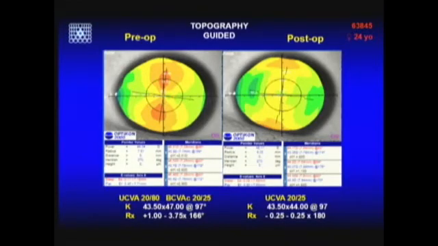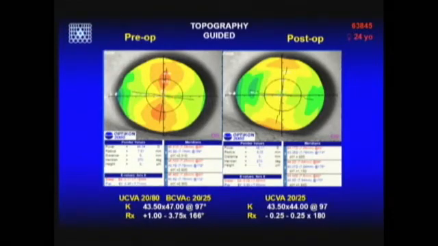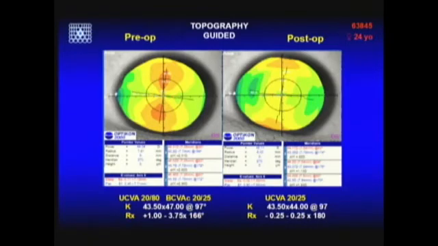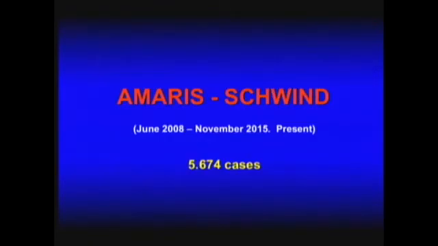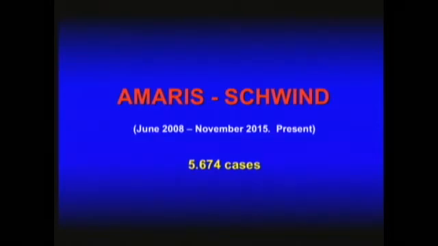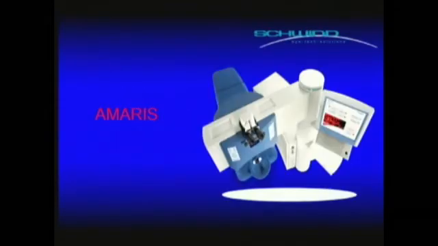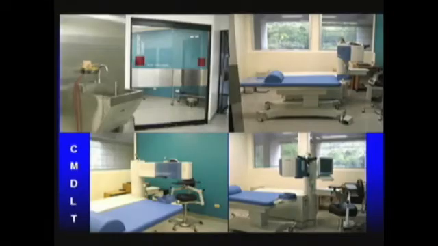So these patients, uncorrected, the pre-op, 375 and just a quarter of diopter in the post-op with a topography guided ablation. Finally, in 2008, we got our first Amaris. We got 2 different versions of the Amaris. And these are the 2 laser rooms that we had there.